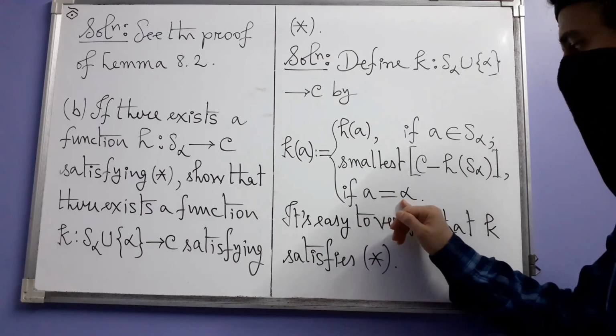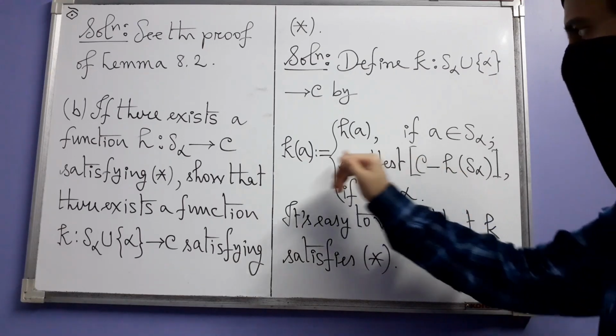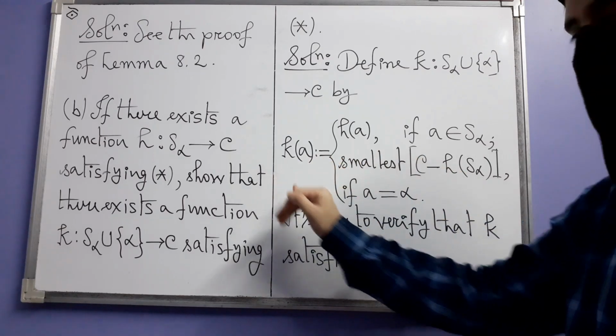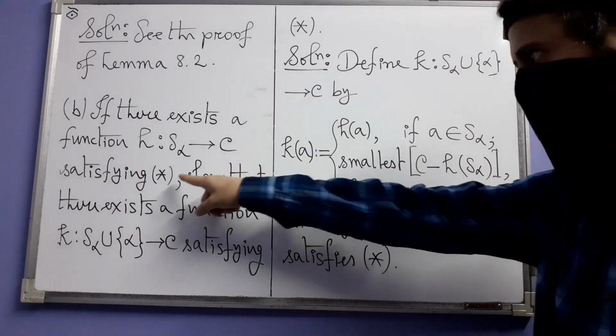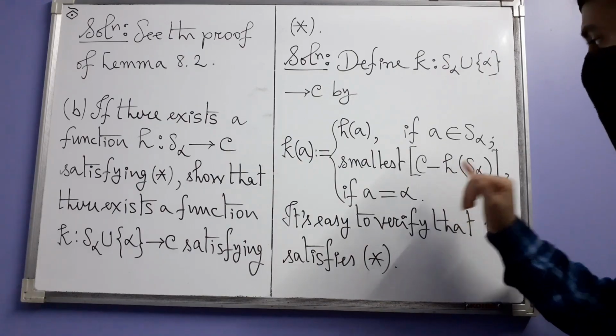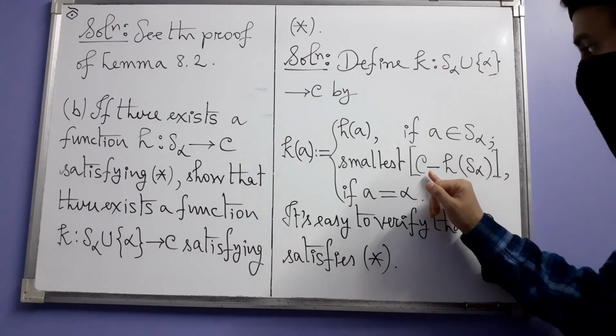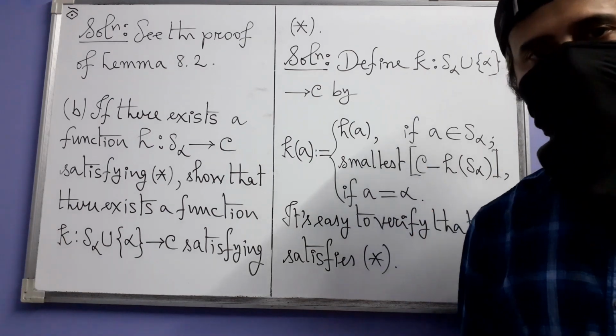Next, if A is equal to alpha, then this by definition is K of A. What is going on here? We have already seen that condition star, so we at least know what this means. However, how do we know that C difference H of S alpha is a non-empty set?